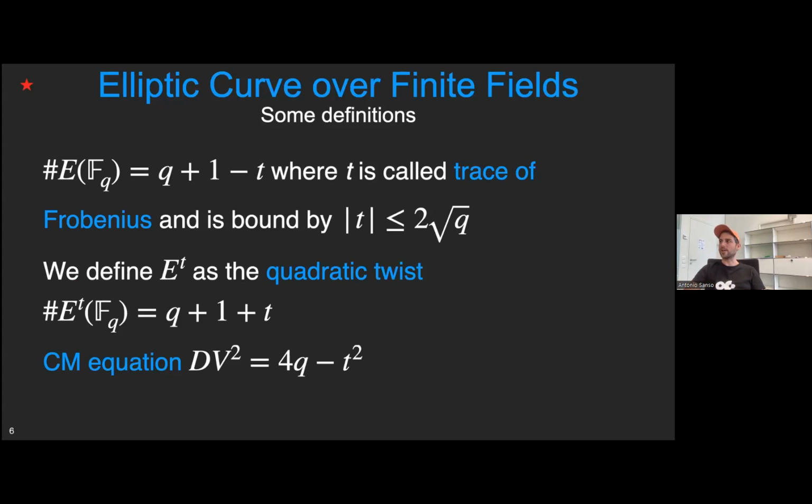One thing that we're going to use heavily in this talk, and we use heavily in the paper, is the so-called CM equation. A CM equation is an equation of this form where we have an additional parameter D that is called the discriminant of the curve. What we are interested in is actually solving this equation over the integers, so finding solutions where q, t, D, and v are integers. These equations are called Diophantine equations.